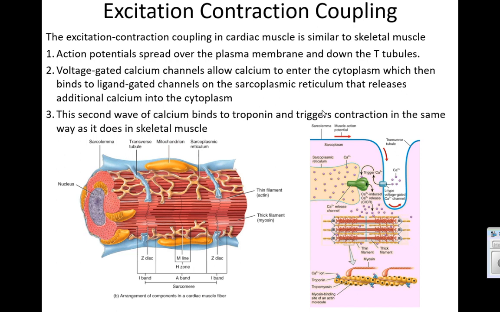Action potentials will spread over the sarcolemma, down into the T-tubules. Calcium is triggered to be released from the sarcoplasmic reticulum. Calcium binds to troponin, shifts tropomyosin, cross bridges are formed, power stroke, detachment, yada, yada, yada. You guys know this all by now, so I'm not going to get into it any more than this. All right?